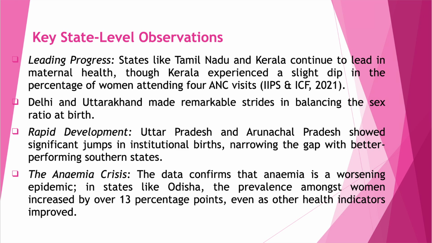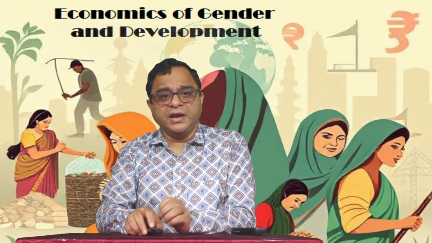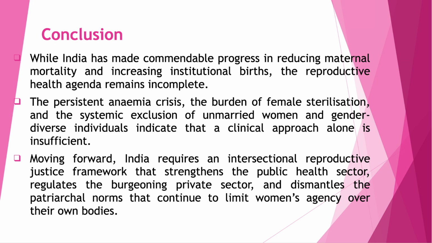And we also see the anemia crisis. The data confirms that anemia is a worsening epidemic. In states like Odisha, the prevalence among women increased by over 13 percentage points, even as other health indicators improved. So we come to the conclusion of this module. While India has made commendable progress in reducing maternal mortality and increasing institutional births, the reproductive health agenda remains incomplete.